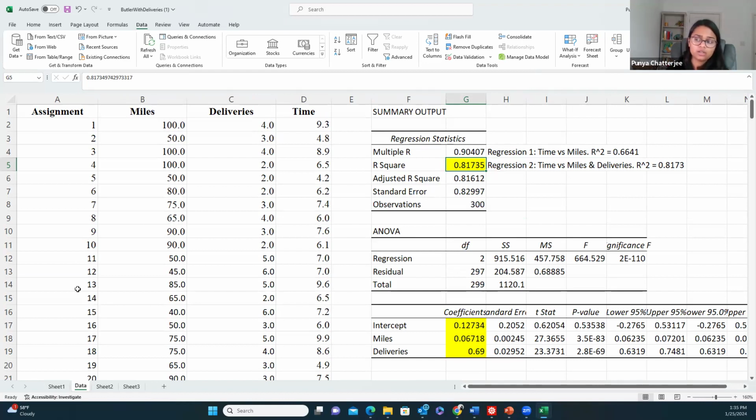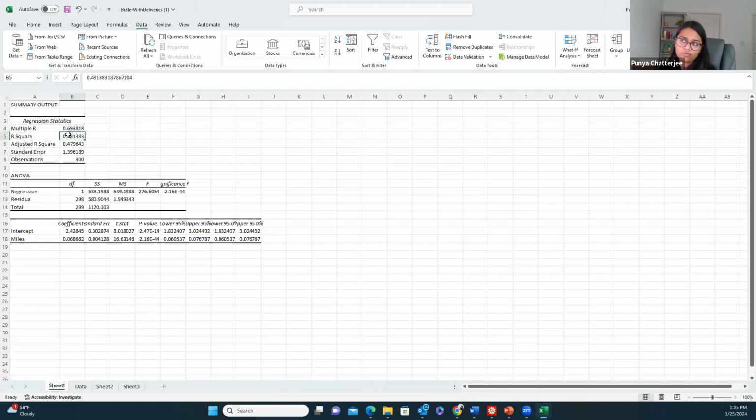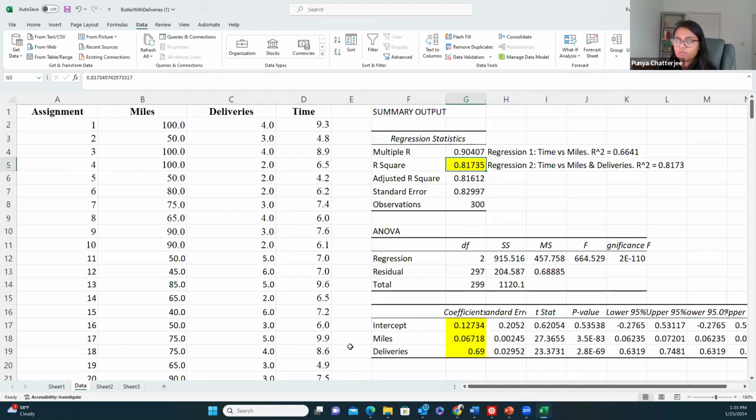So again, we also see that just having more data doesn't mean that you're going to have a better model, right? So in this case, we do have more data, but if we only include miles in our model, our R square is 0.48. But if we include both miles and deliveries in our model, then our R square is 0.81. So this is definitely better.